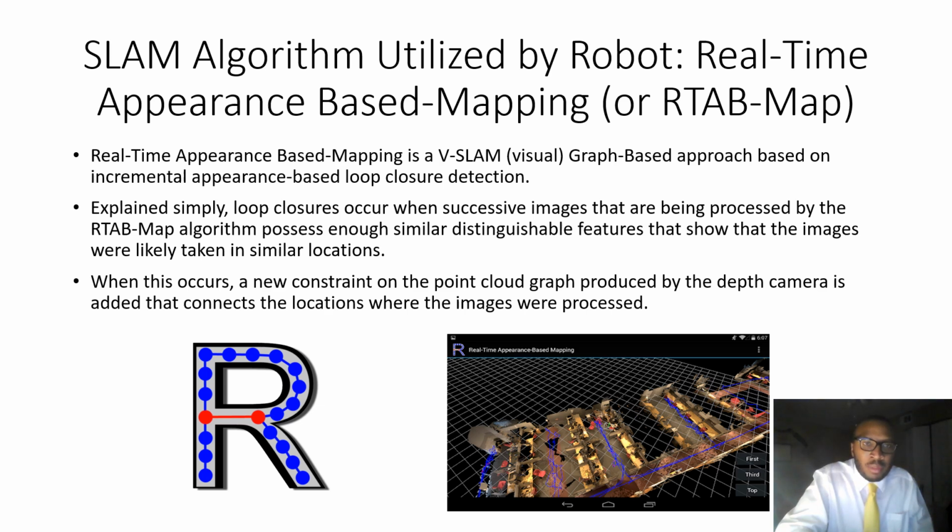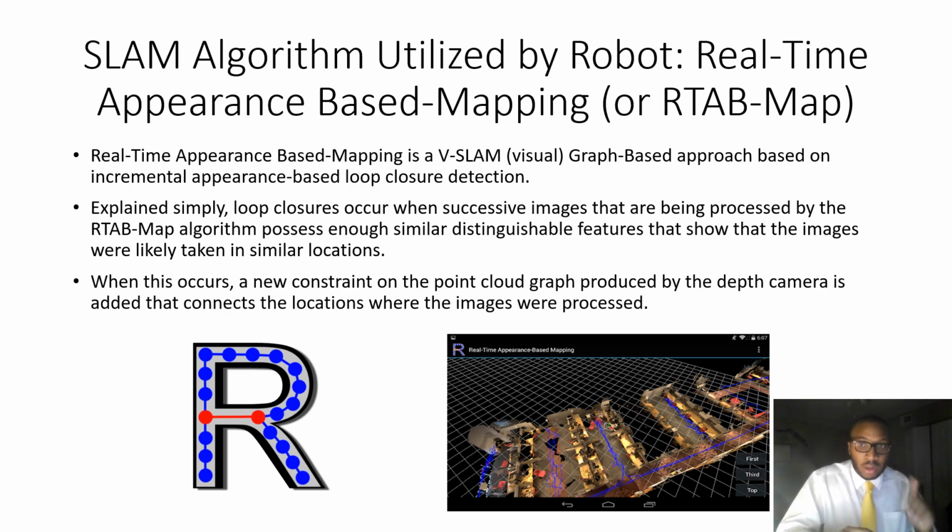And now we can move on to the SLAM algorithm utilized by the robot, which in this case was real-time appearance-based mapping, or RTAB-Map. Real-time appearance-based mapping is a visual SLAM graph-based approach based on incremental appearance-based loop closure detection. And for those who do not understand what incremental appearance-based loop closure detection is, you can think of a small robot that has a camera attached to it. And this camera is essentially able to process many images over time.